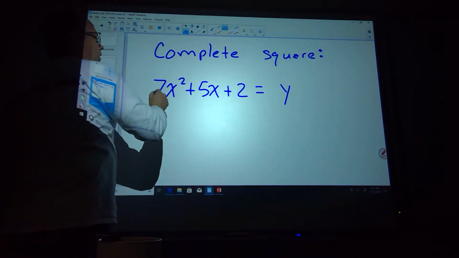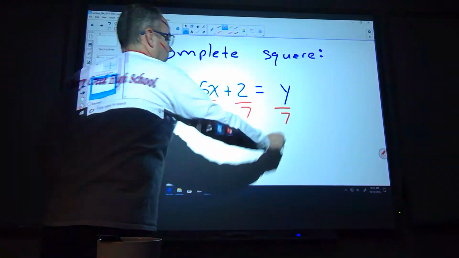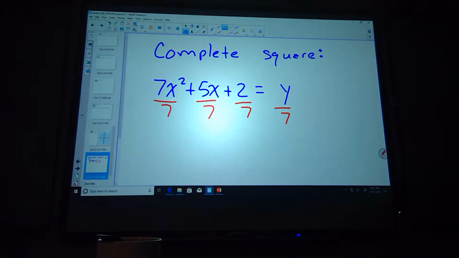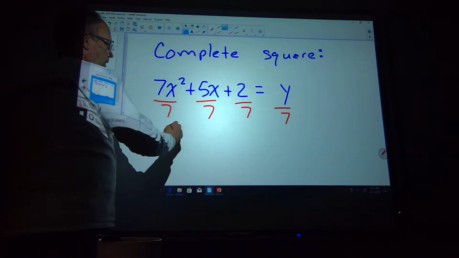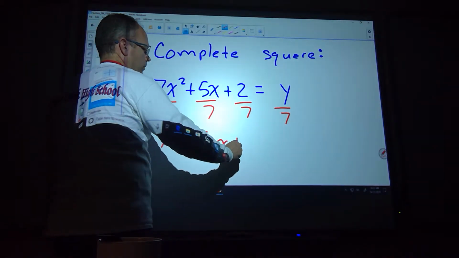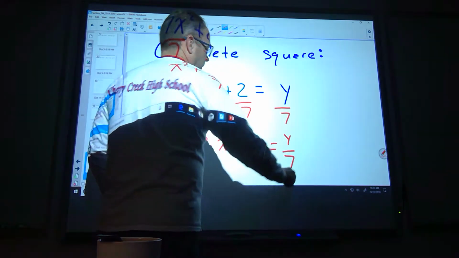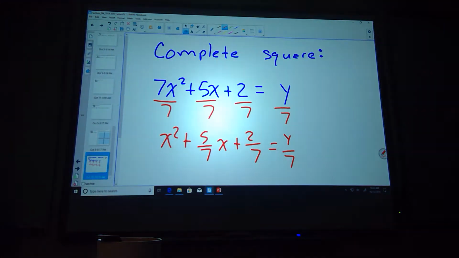First step, you want your lead coefficient to be 1. So what you're going to do is divide everything by 7 first. Okay. Anyone stuck? No. That's going to result in this becoming this. Is that okay? Anyone stuck with that?